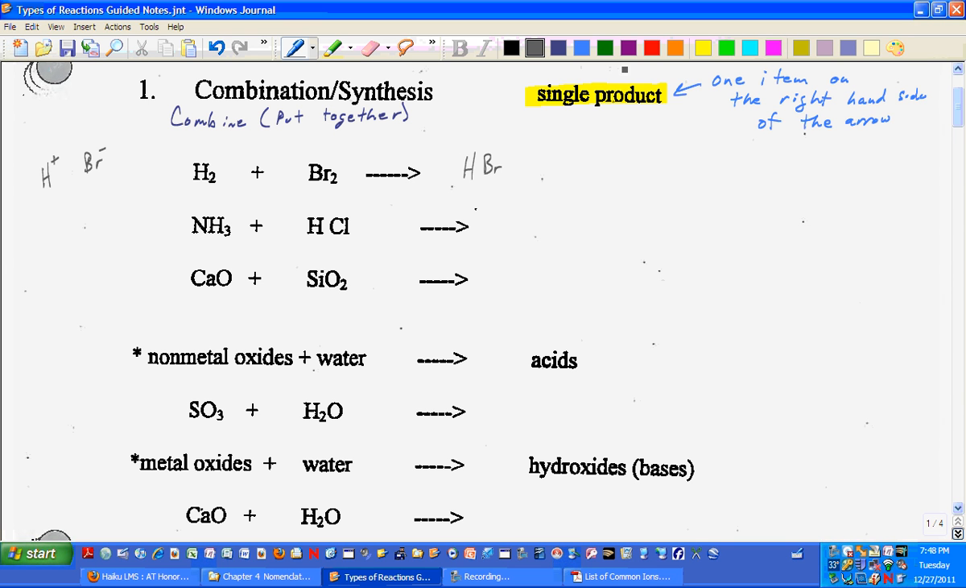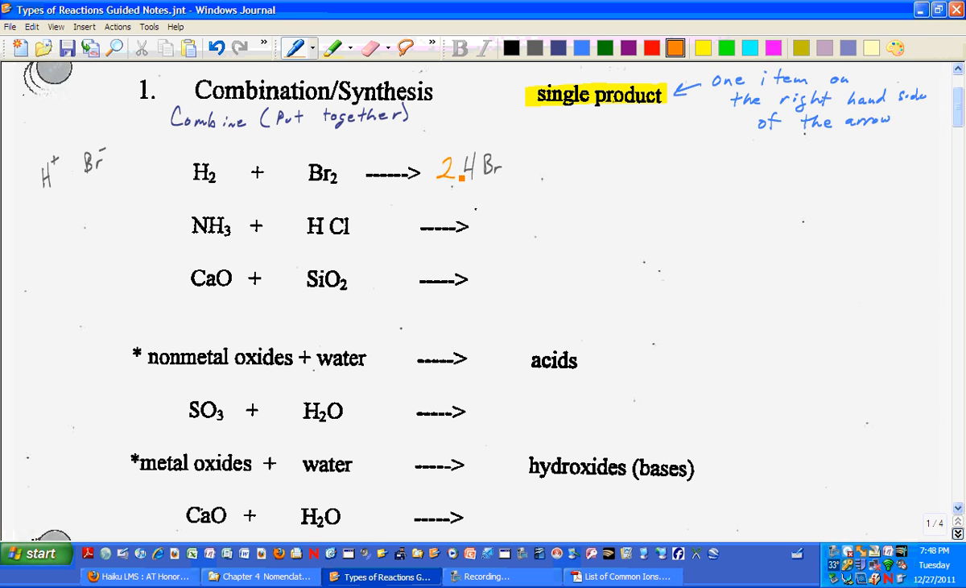HBr. Now, the week before we went on break, we saw that we were balancing equations. We know that this is not balanced. I've got two hydrogens over here because of this subscript here. I've got two bromines over here because of this subscript here. And I have one hydrogen over here, one bromine over here. It looks like we destroyed matter. That can't be.